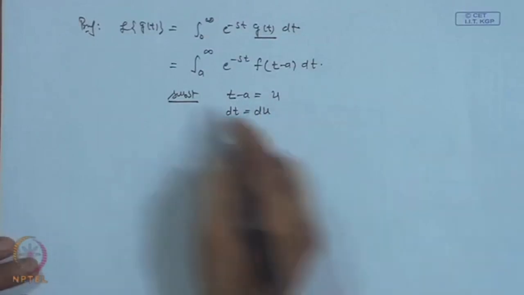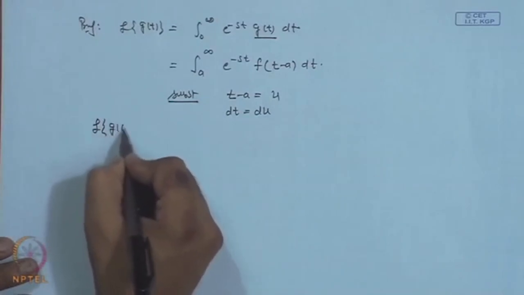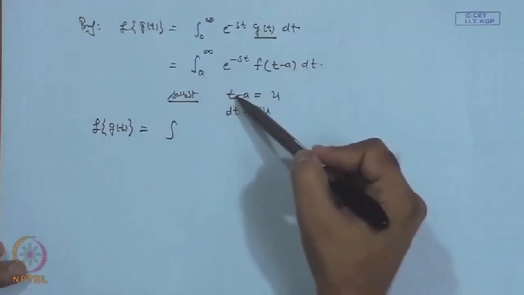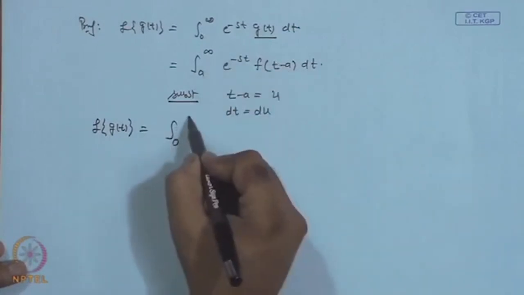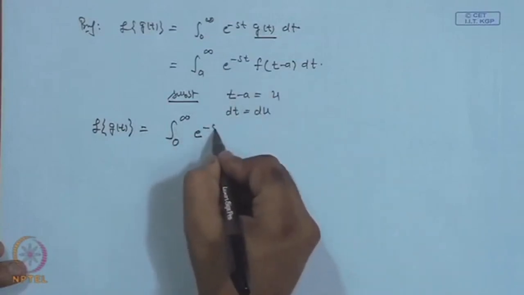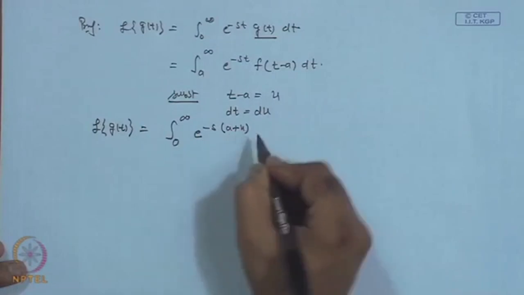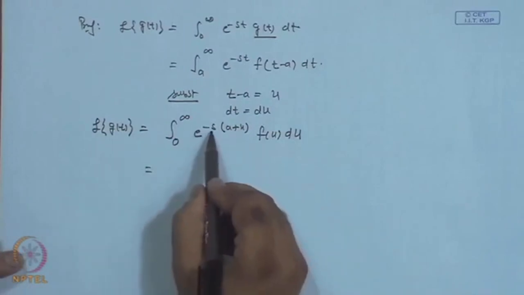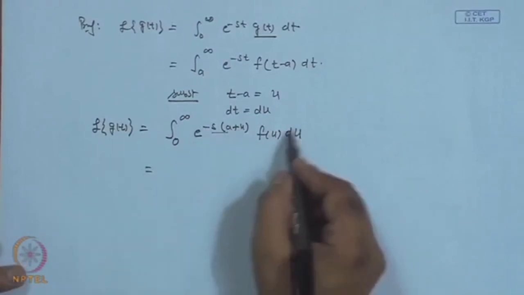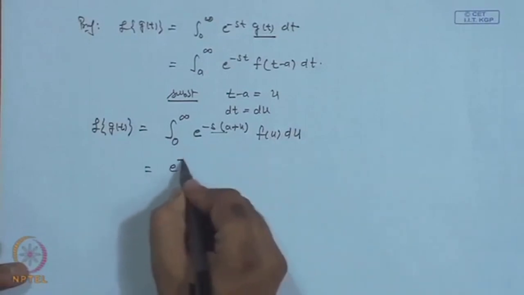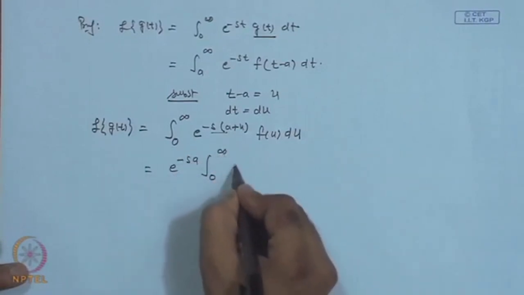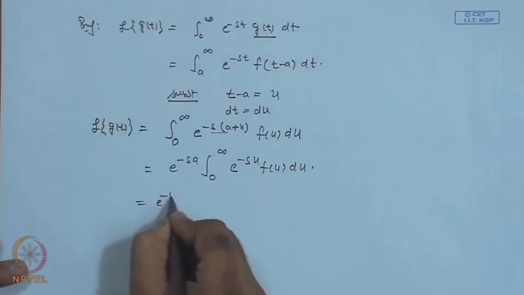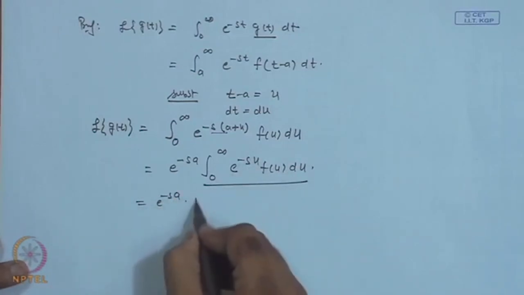Now the Laplace transform of this g(t) will have limits: when t was a, u is 0, and infinity will remain infinity. So e^{-s(a plus u)} f(u) du, since dt is du. Here e^{-sa} is constant with respect to u, so we can take it out of the integral, and we have e^{-su} f(u) du, and this is exactly the Laplace transform of f.